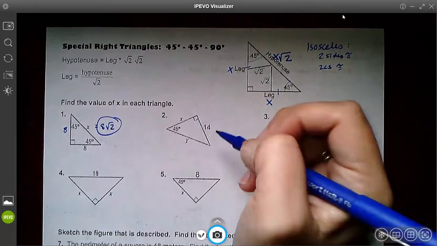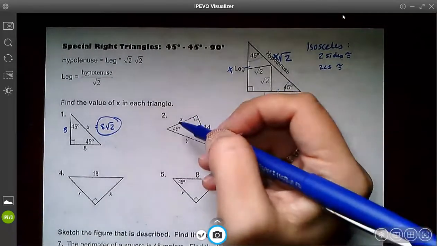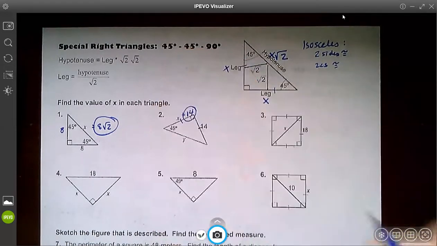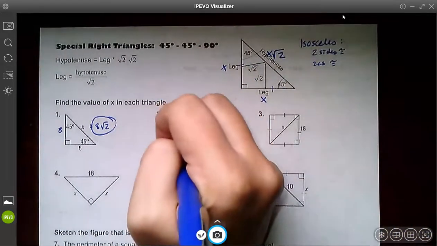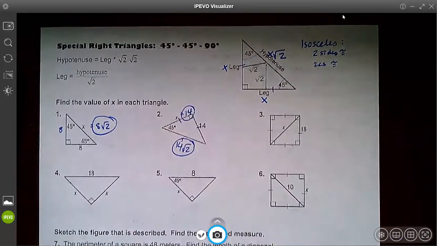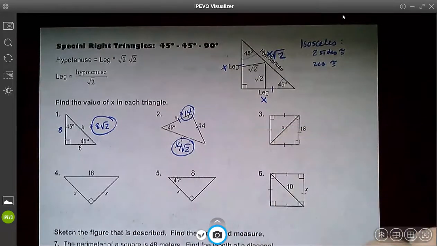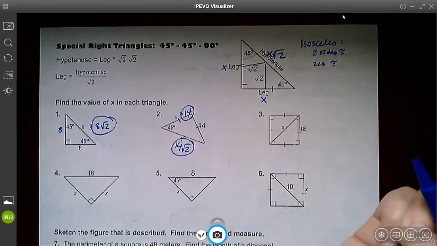Number 2, x here, because this is a 45, 45, 90, those are congruent. X is 14. Y is 14 root 2. And you can always use the Pythagorean theorem to check yourself here. That applies to all right triangles.